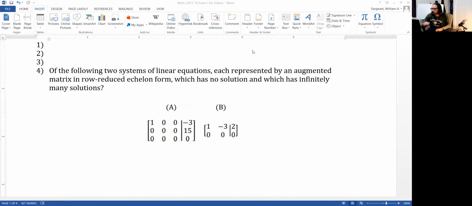Let's take a look at recognizing when you have an augmented matrix that has been row reduced, whether you have no solutions or infinitely many solutions. All right, so here's the question we're looking at.